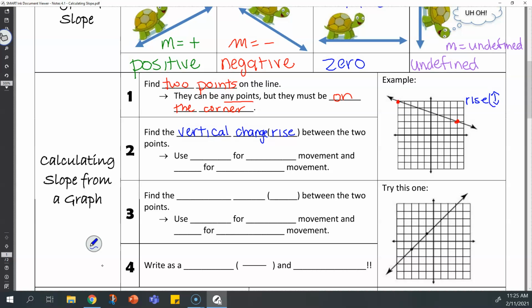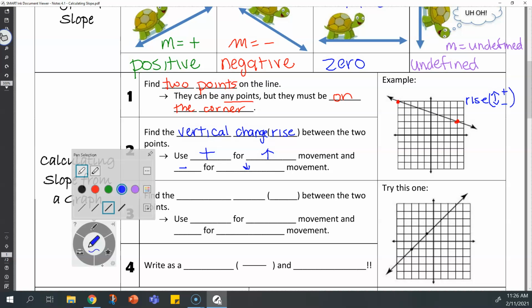Now with your rise, we have to be able to note direction. Am I going up or am I going down? The way that we're going to do that is that we're going to use positive numbers for upward movement, and we're going to use negative numbers for downward movement. So with my rise, if I'm going upwards, I'm going to use a positive number to represent that rise. If I'm going down, I'm going to use a negative number to represent the rise.